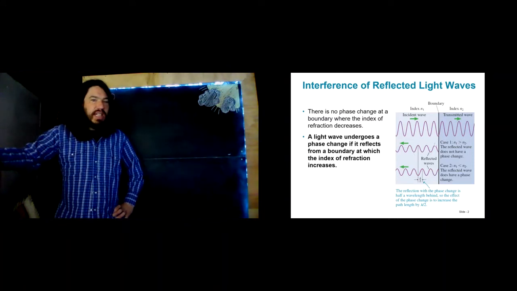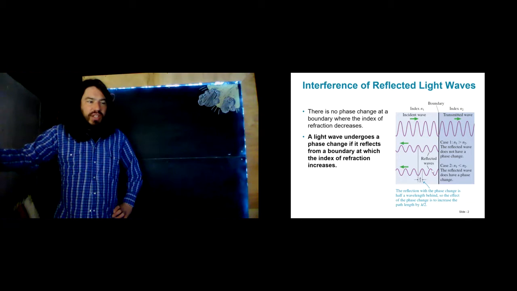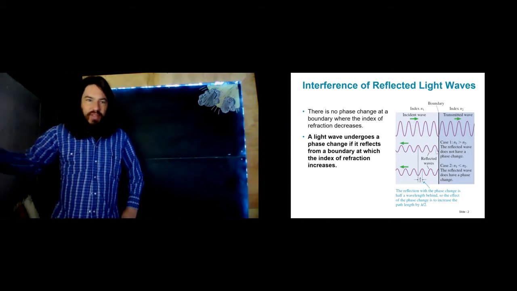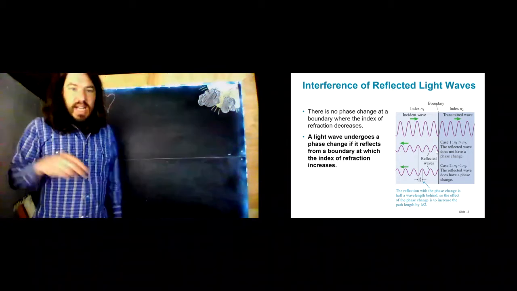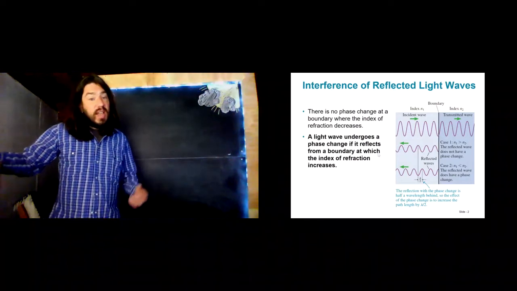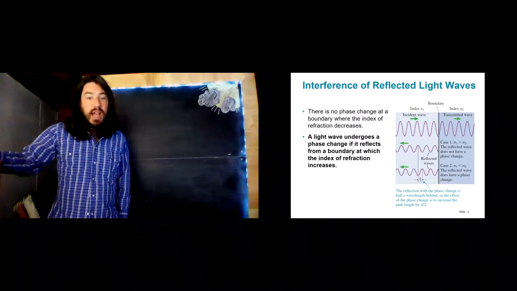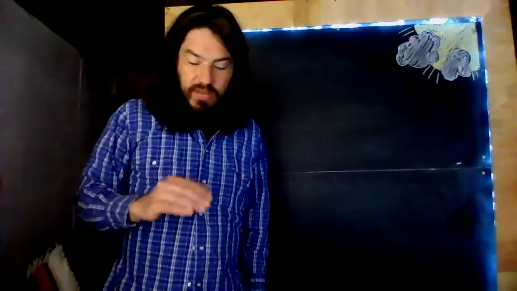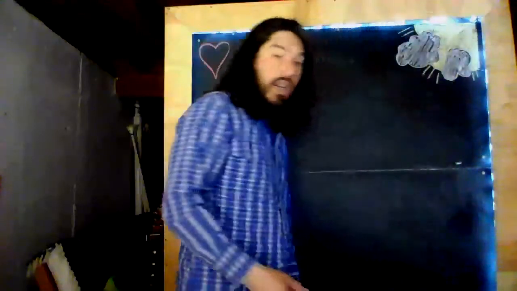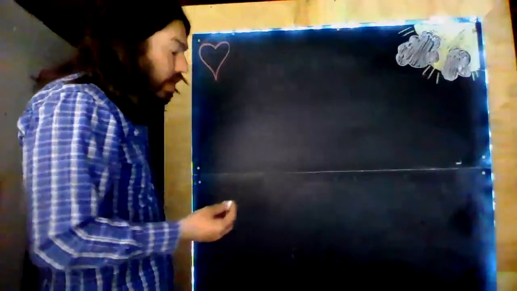Now there's two different cases here. In one case we might have a phase change, in another case we will not have a phase change. And the basic idea with a phase change is that the wave gets flipped upside down. And so this is a little bit of a difficult thing to demonstrate here in the video. So I'll have to draw you a picture.